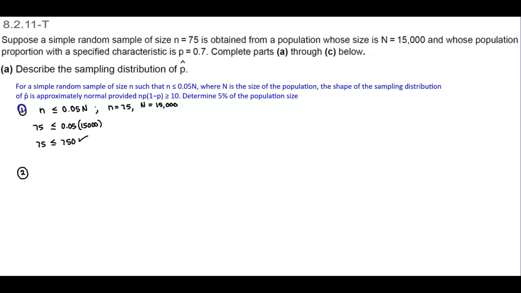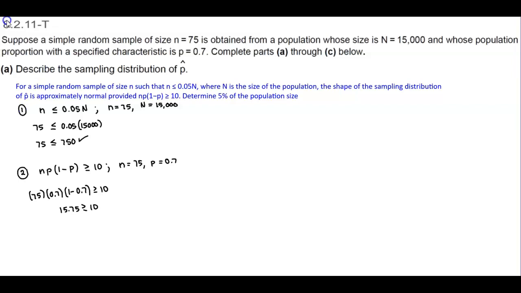Next, we want to determine the shape, whether it's approximately normal or not. In order to do that, we need to find out if n times p times 1 minus p is greater than or equal to 10, where n is the sample size, which is 75, and p is equal to 0.7. So we have 75 times 0.7 times 1 minus 0.7, and we want to see if that's greater than or equal to 10. Well, we get 15.75, which is greater than or equal to 10, so that tells us that it's going to be approximately normal.